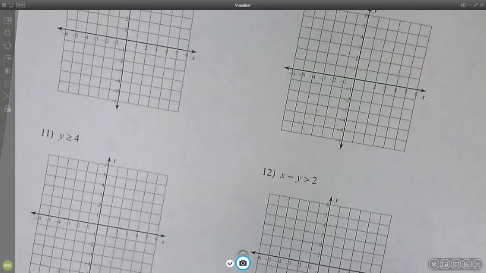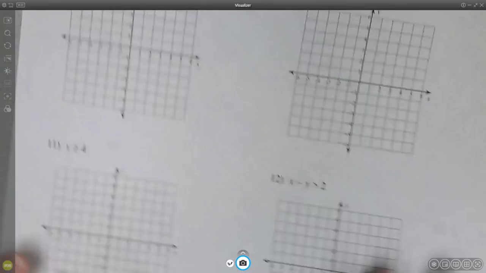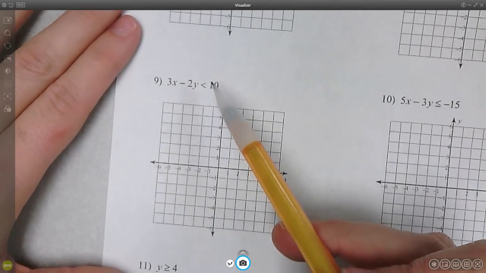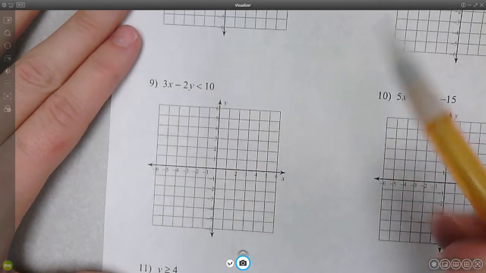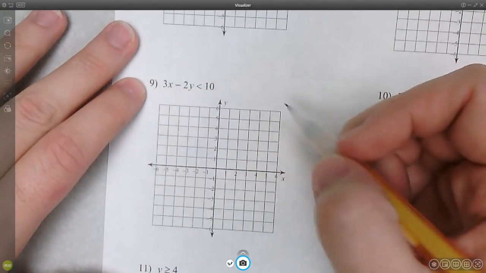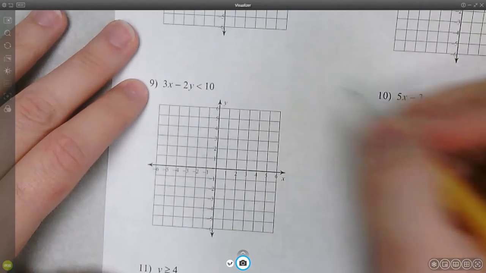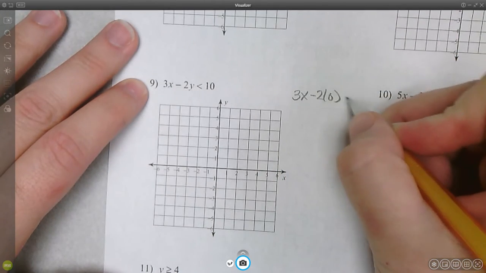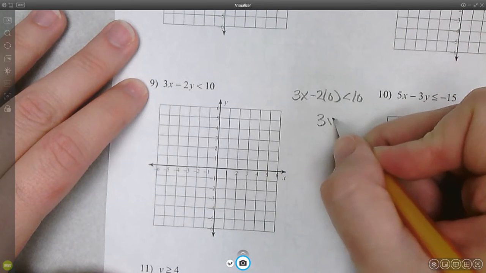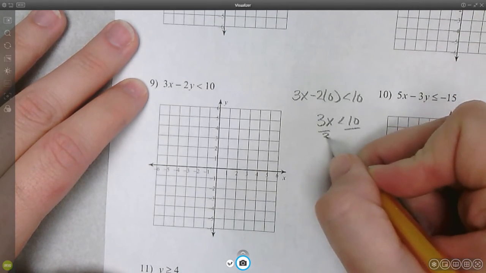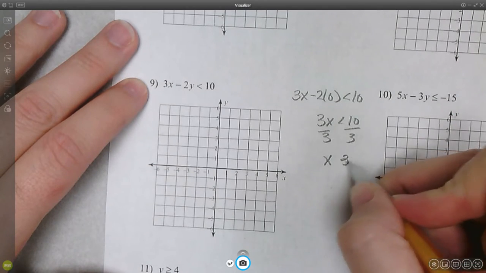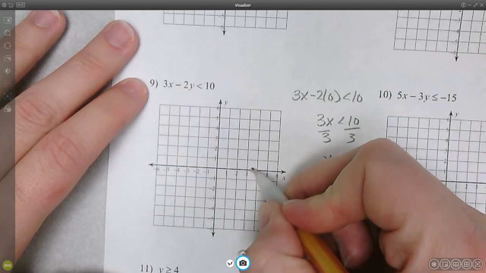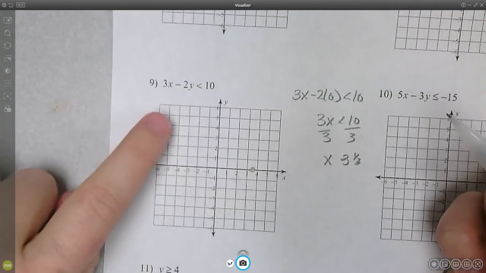Okay, and then let's just do one not in slope-intercept form. So let's go ahead and do this one. To graph when it's not in y equals form, I'm going to find my x and y intercepts. To find my x-intercept, I'm going to put 0 in for y. So you end up with 3x minus 2 times 0 is less than 10. So you have 3x, and then you divide both sides by 3. So my x-intercept is going to be at 3 1/3 or 3.33 repeating. So that's about here. My y-intercept, I put a 0 in for x.